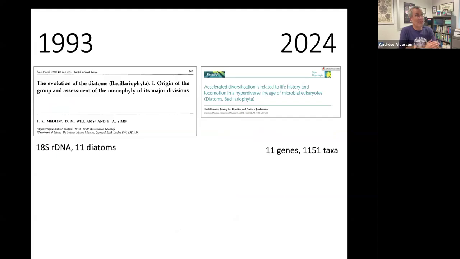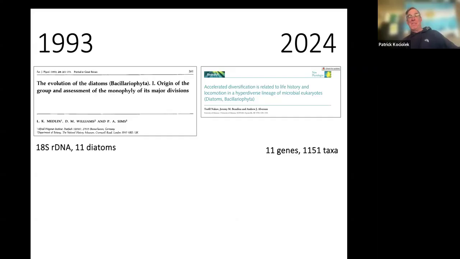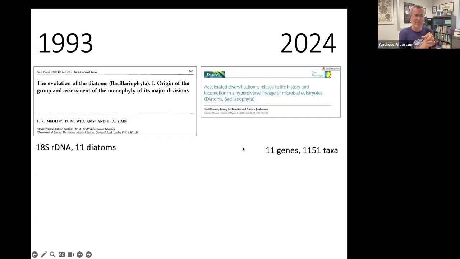Most of the work on reconstructing the phylogeny of all diatoms uses DNA sequence data. And this dates back to 1993 when I graduated from high school. Didn't read the paper at that point, but this is a landmark paper by Linda Medlin and Dave Williams and Pat Sims, where they sequenced the 18S ribosomal DNA gene for 11 diatoms. And this is kind of the paper that kick-started the field of molecular phylogenetics of diatoms.